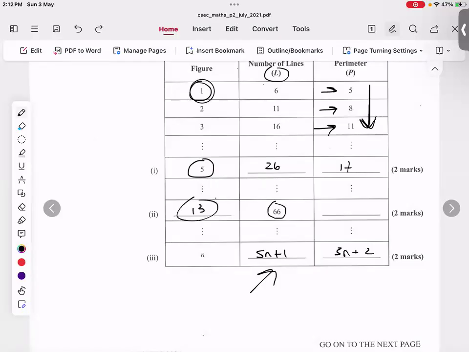And once we get this, it's easy to get this, because this now is 3 times 13 plus 2. So 3 times 13 is 39, plus 2 is 41. And you're smiling all the way to the bank. Yeah, man. Solid.